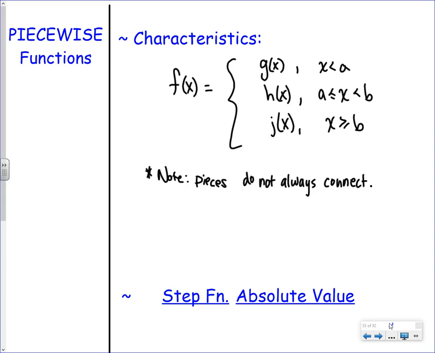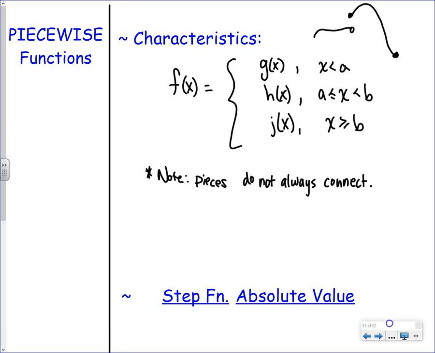You guys have heard things like removable and non-removable discontinuities last year. We're going to be reviewing holes and vertical asymptotes and all that jazz. But I just want you guys to realize that when we have piecewise functions, even though it's like, hey, G is going on for a while, and then, oh, G stops, and then H is going on for a while, and H keeps on going, and then H stops.